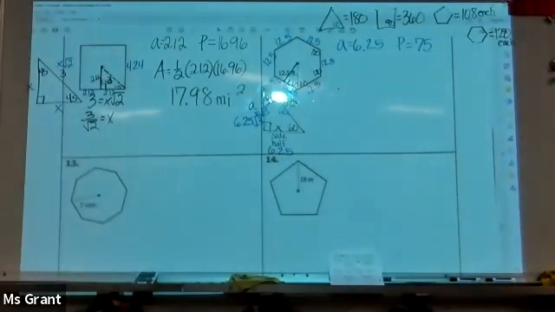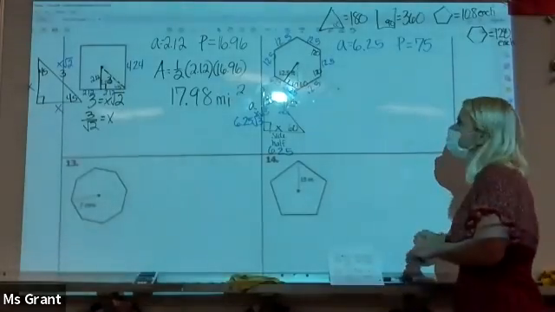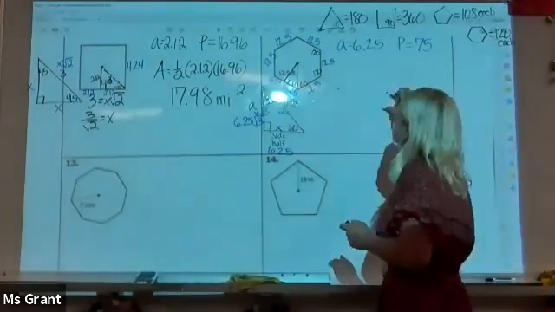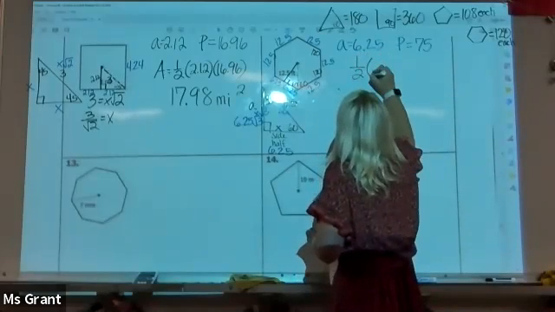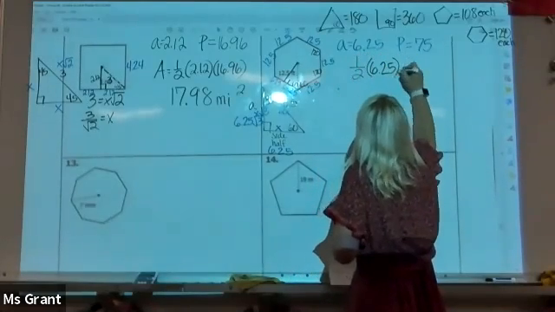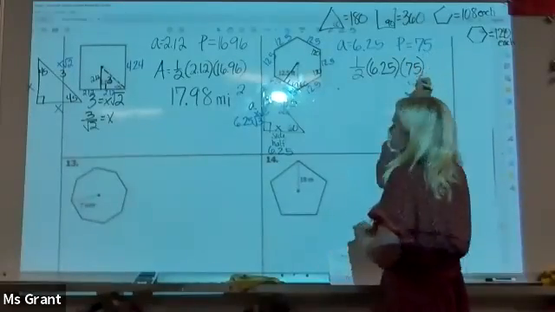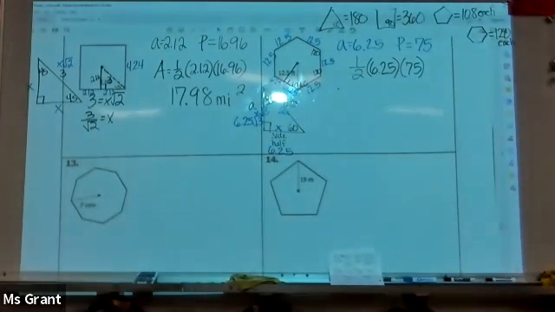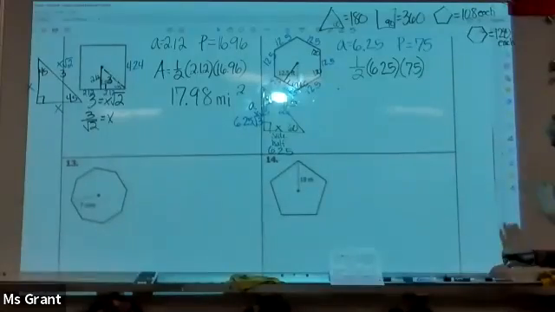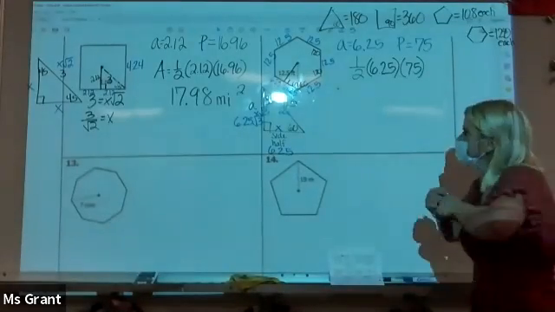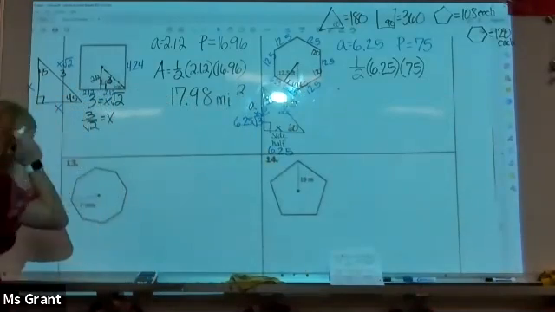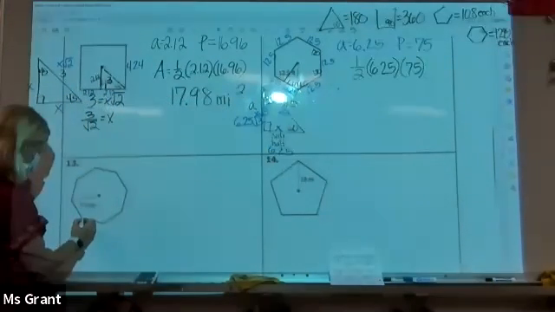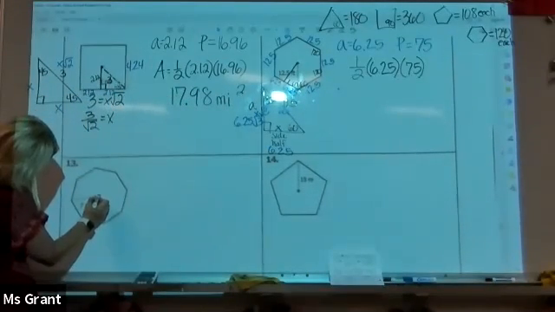I have finally got all I need. Use my formula to find the area now. 1/2 apothem times perimeter. That's the area of this hexagon. And what is that? $234.38.